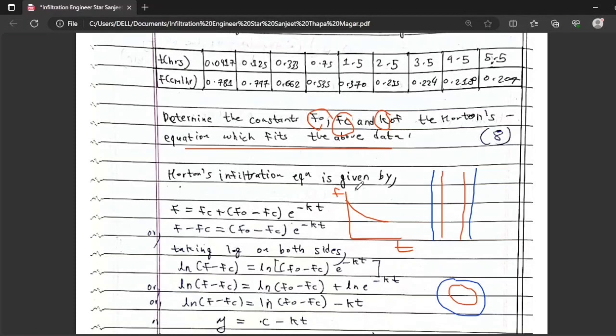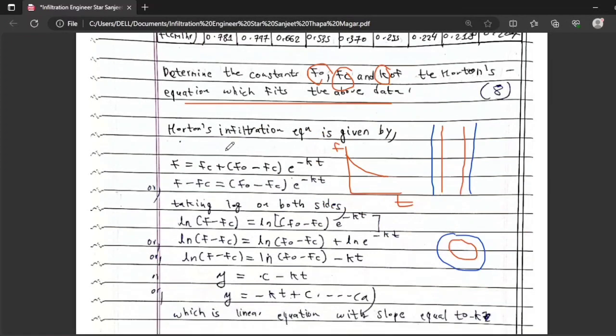The Horton's infiltration equation is given by f equals fc plus (f0 minus fc) e to the power minus kt. Here f0 is the initial value, and fc is the constant value attained after a while. Rearranging, f minus fc is equal to (f0 minus fc) e to the power minus kt.